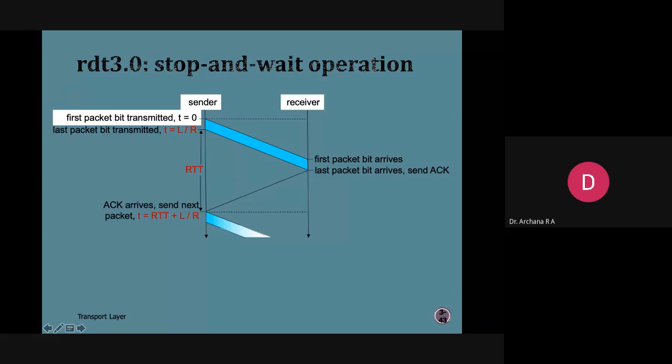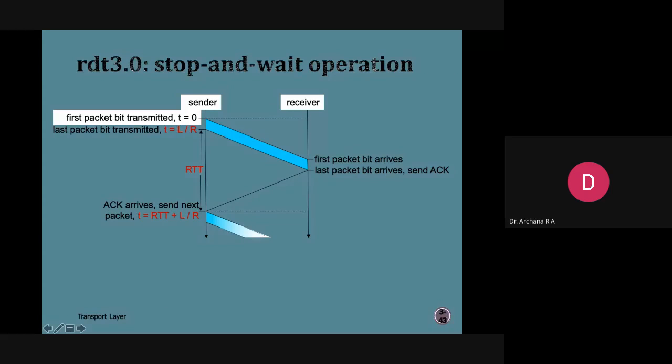So until the acknowledgement is received, only one packet has been sent. See, this is the remaining only 1%. If 1 Gbps is reserved, only 1% of that will be utilized. The remaining will be wasted. The acknowledgement arrives after a time given by the formula T equal to RTT plus L by R. RTT is the amount of time taken for the sender to send the data plus the receiver to send the acknowledgement back to the sender.